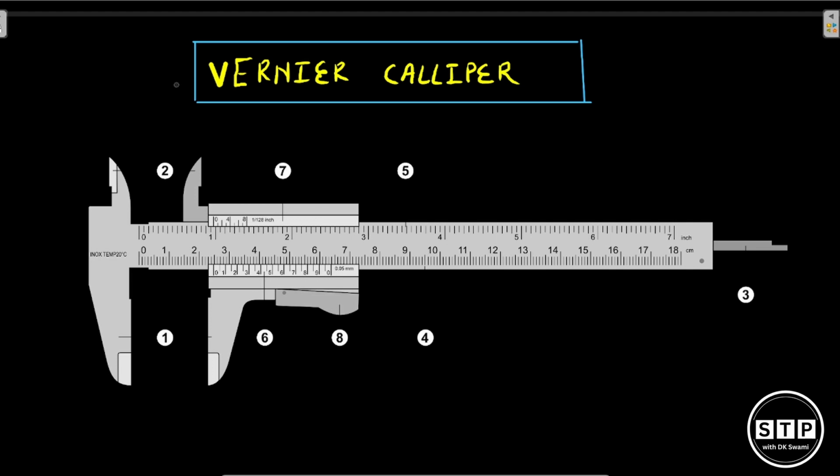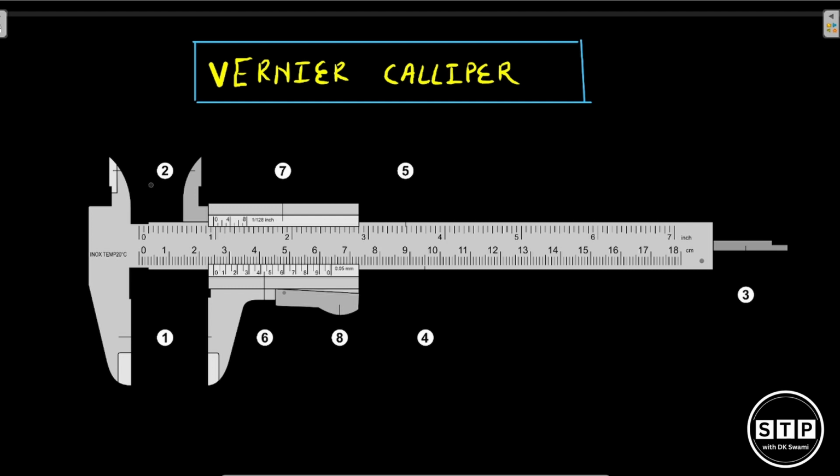Hi students. So in this lecture we are going to discuss the vernier caliper. This is one of the measuring instruments and a very important instrument for our JEE Mains and JEE Advanced questions. So let's start the discussion of this vernier caliper.